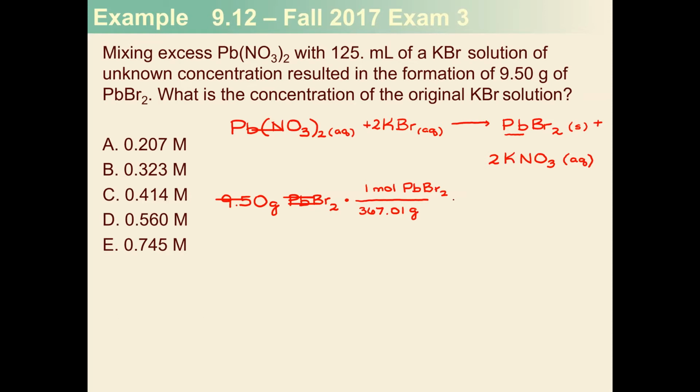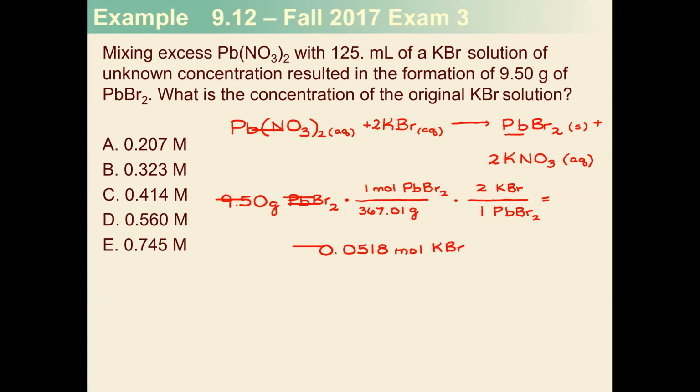So now that I have my moles of lead bromide, I need to go to moles of potassium bromide. So using the balanced chemical equation to go from moles to moles, you will see that I get 2 KBr for every 1 PbBr2. So this should give me the number of moles of potassium bromide that I need. That value is going to be 0.0518 moles of my KBr.